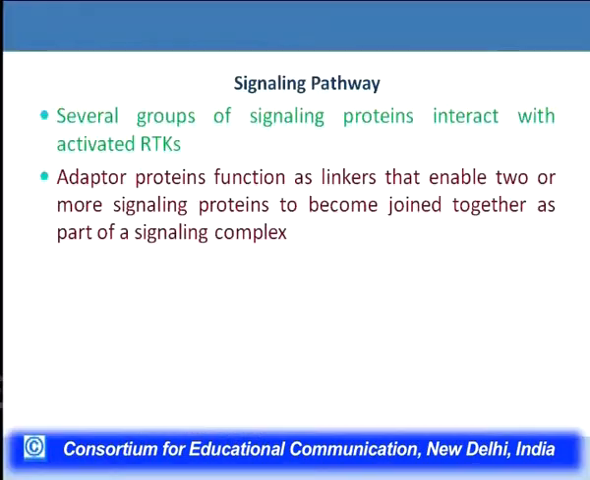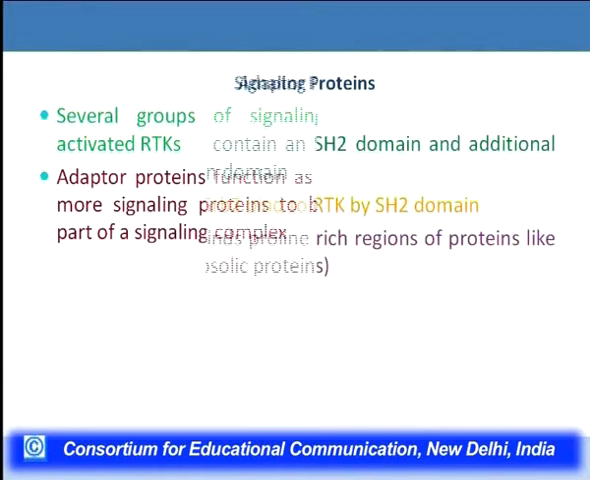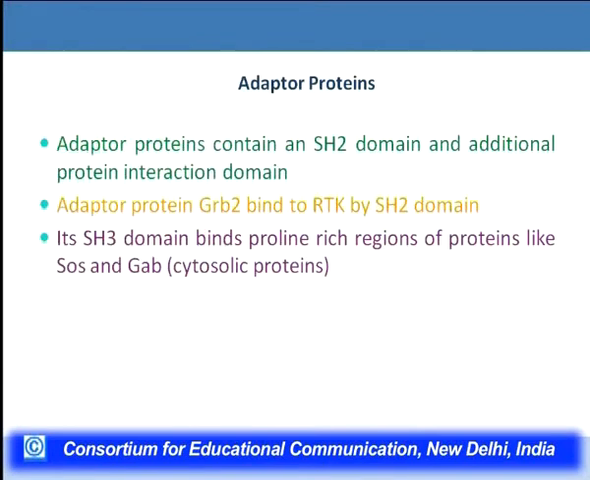Now, there are several groups of signaling proteins which interact with activated receptor tyrosine kinases. And these proteins have to have an SH2 domain or some other recognizing signal which can go and bind to the activated protein. Now, there are proteins like adapter proteins which function as linkers, which enable two or more signal proteins to become joined together as part of a signaling complex. Adapter proteins contain an SH2 domain and an additional protein interaction domain. So, from one side, they will be interacting with the activated receptor protein tyrosine kinase, and from the other side of the same polypeptide, they will be interacting with some other protein.